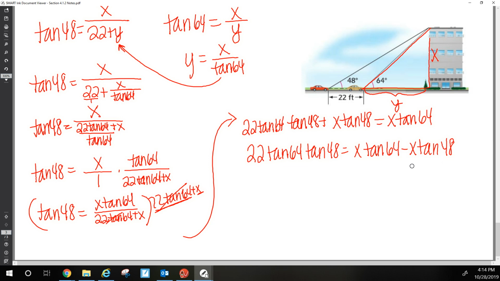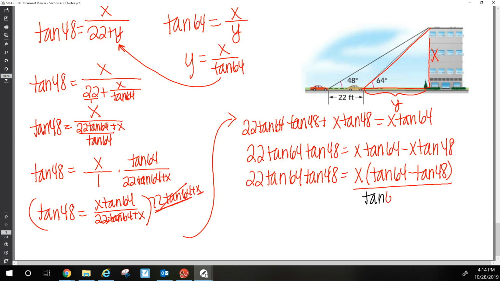What can we factor out of this side? X, right? So this is 22 tangent 64 tangent 48 is equal to x times tangent 64 minus tangent 48. To get x by itself, I'm going to divide that off. And I'm finally at the point where I've got x by itself over here, and this big beast over here is what I'm putting into the calculator. So in my calculator, I'm going to put 22 tangent 64 times tangent 48 divided by tangent 64 minus tangent 48. When you put it in your calculator, make sure you put parentheses around your numerator, divided by this denominator here.